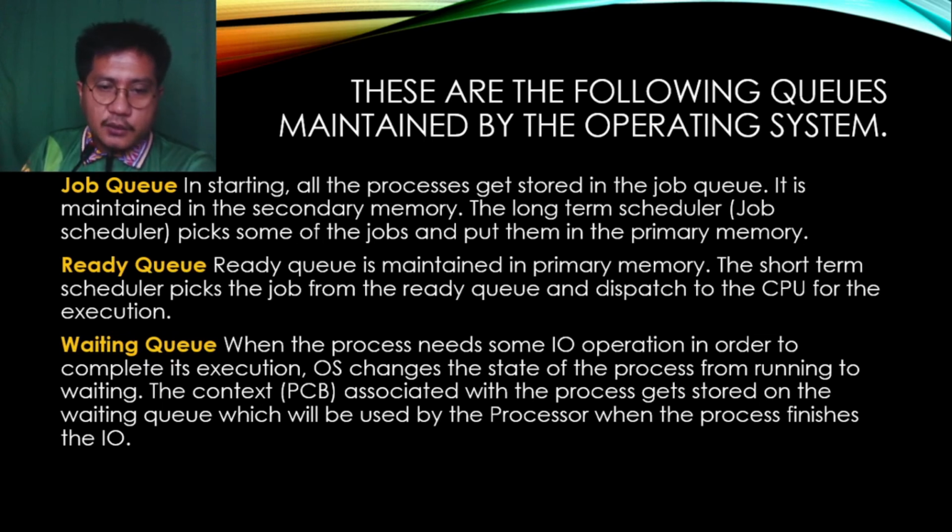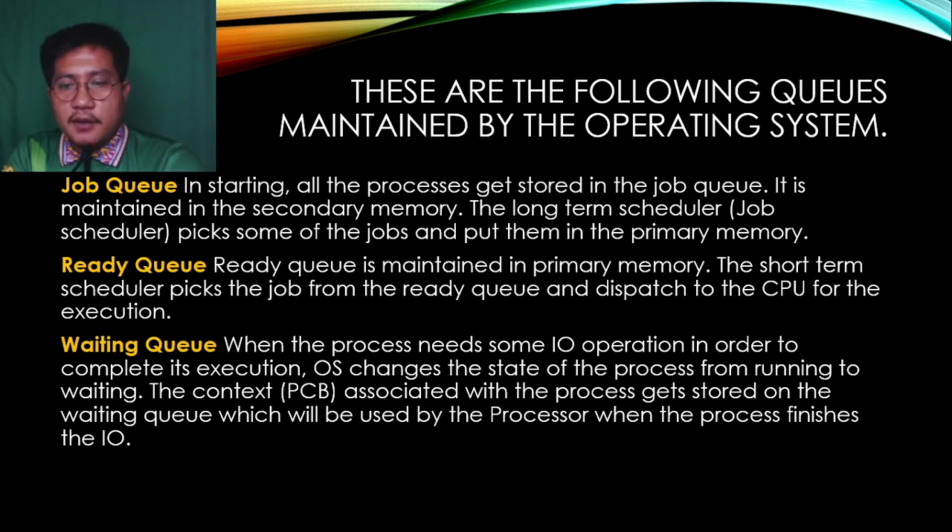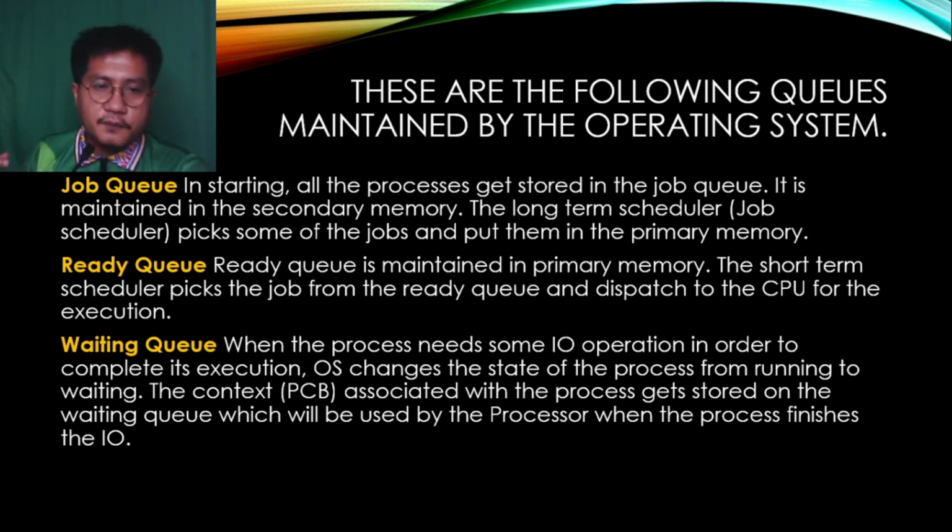And then the waiting queue will happen when the process needs some I/O operation in order to complete the execution. So it will wait for additional resources, additional input, or a specific output device, and the OS changes the state of the process from running to waiting. The context of the PCB associated with the process gets stored on the waiting queue, which will be used by the processor when the process finishes the I/O. While there are no supplied additional resources, this process will be put into a waiting queue.